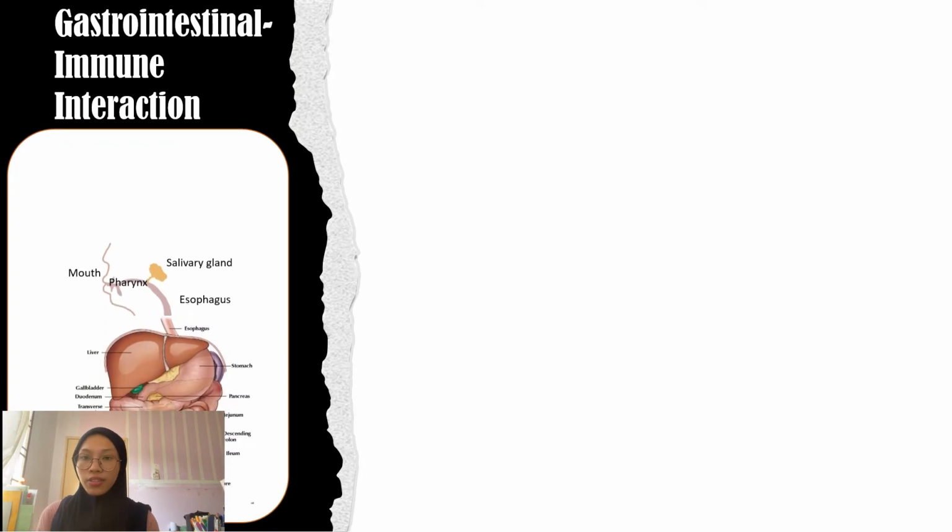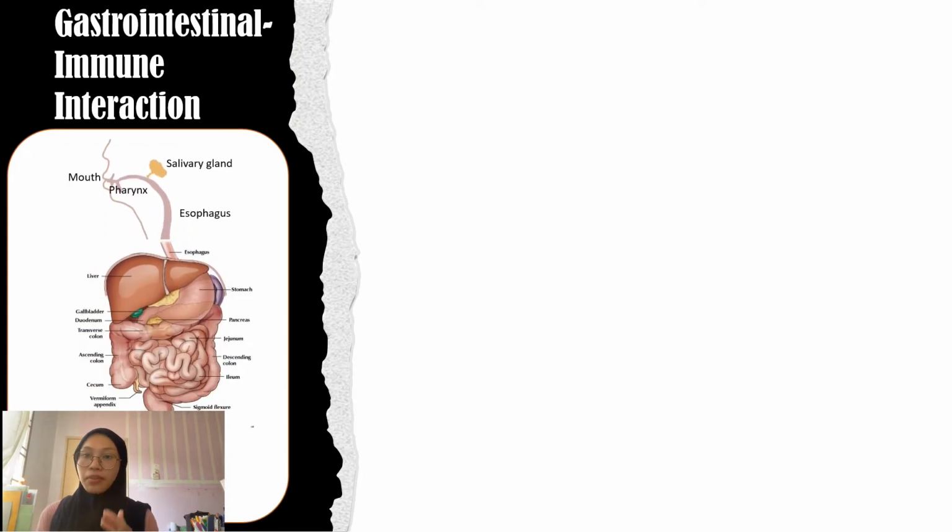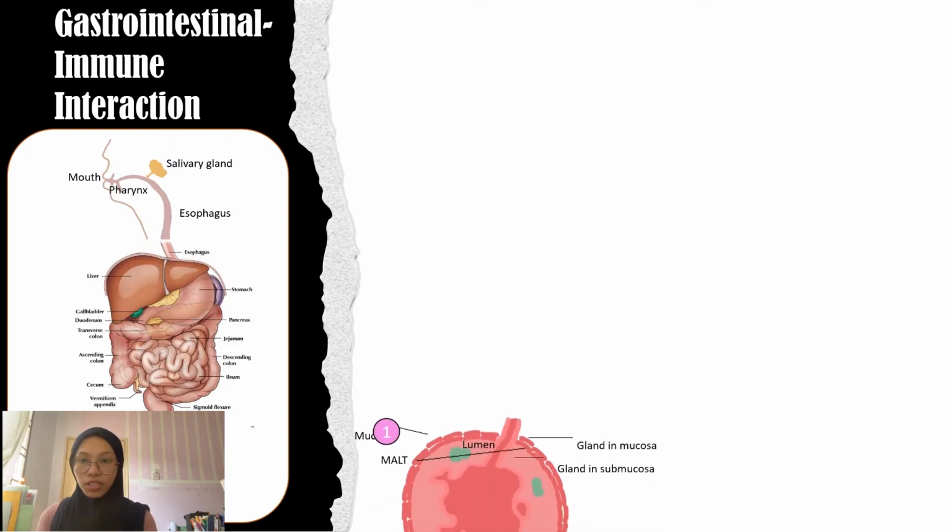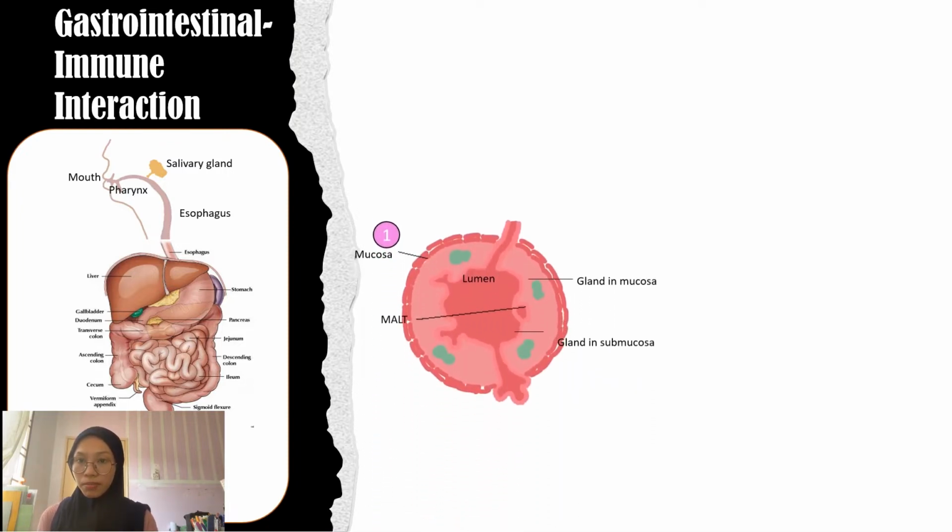Next, the gastrointestinal system. The organs of the gastrointestinal system are the mouth, pharynx, esophagus, stomach, small intestine, and large intestine. It also contains accessory organs such as teeth, tongue, salivary glands, liver, pancreas, and gallbladder. So how is the gastrointestinal system associated with the immune system?